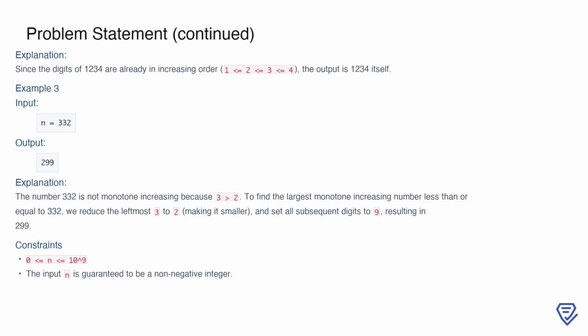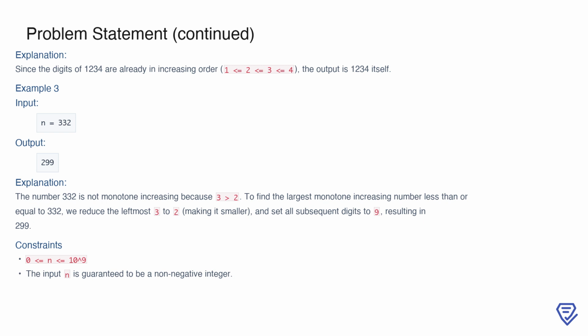For the third example, the input n is 332. This number does not meet the monotone increasing condition because the first digit 3 is equal to the second digit, but the second digit 3 is greater than the third digit 2. To fix this and find the largest valid number, we reduce the leftmost 3 to 2, which makes it smaller, and then set all digits to the right of it to 9. So, the result becomes 299. This ensures that the new number is the largest possible while still satisfying monotone increasing digits.